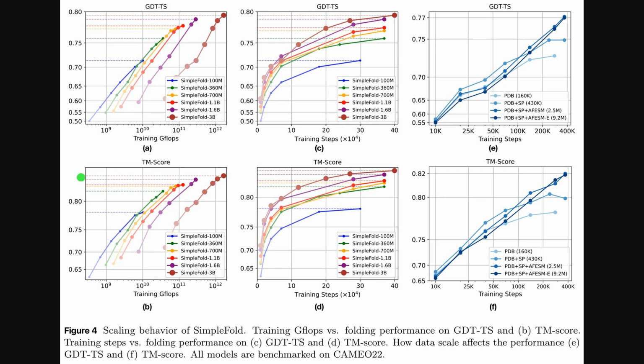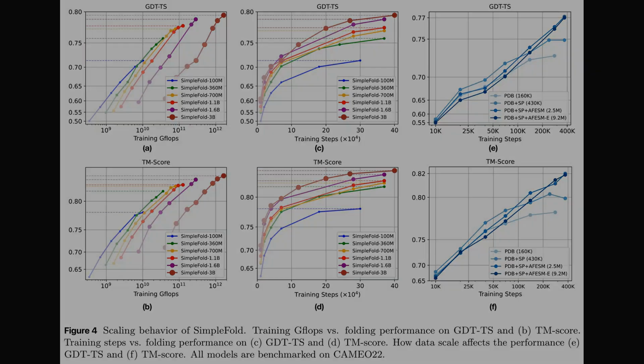Figure 4 presents scaling behavior across 6 panels. The left panels relate training gigaflops to GDTTS and TM score, and larger models steadily score higher because added capacity and compute raise accuracy. The middle panels chart training steps, which lift both metrics with longer budgets. The right panels vary data size, and the largest 9.2 million set delivers the best curves.